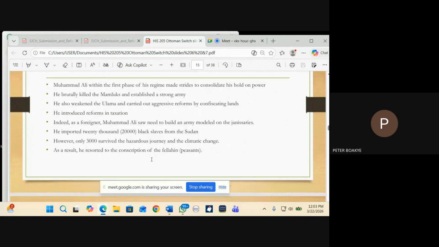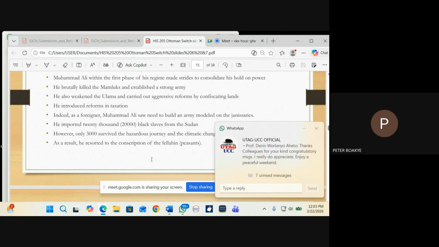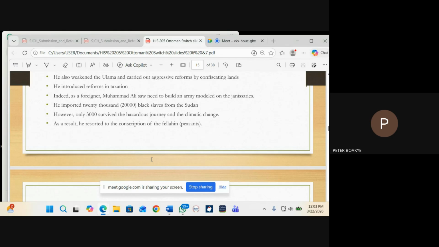Indeed, as a foreigner, Muhammad Ali saw the need to build an army modeled on the Janissaries. He imported 20,000 black slaves from the Sudan, which he used to build the army. However, only 3,000 survived out of this number. Out of the 20,000, only 3,000 survived the hazardous journey and the climatic change as well. So due to that, he resorted to the conscription of the Fellahin.